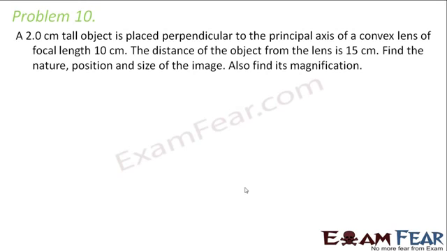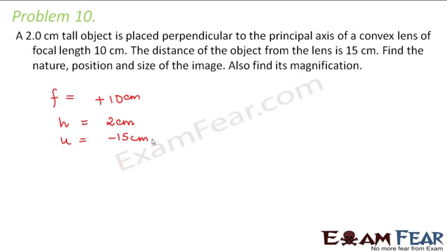It says that a 2 cm tall object is placed perpendicular to the principal axis of a convex lens of focal length 10 centimeters. So in this case, focal length is 10 centimeters. For a convex lens, focal length will be positive. Now what is the height of the object? It is 2 centimeters. The distance of the object from the lens is 15 centimeters. So u is minus 15 centimeters.